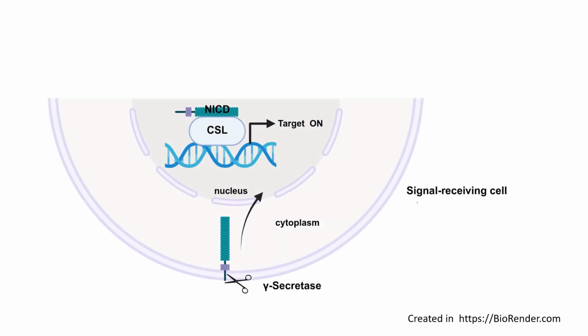Step 5. Inside the signal receiving cell, the notch intracellular domain is therefore cleaved by a second enzyme called the gamma secretase, which releases the notch intracellular domain into the cytoplasm, and this notch intracellular domain is translocated into the nucleus, where it binds to transcription factors involved in activating target genes that regulate proliferation and differentiation.